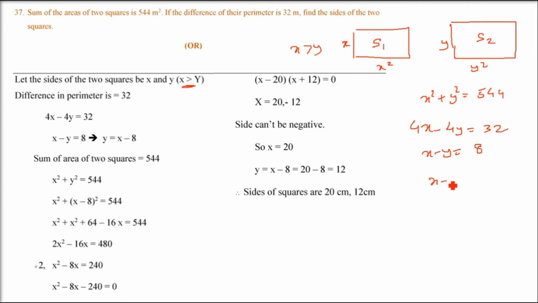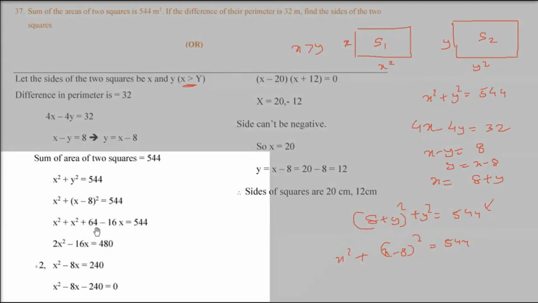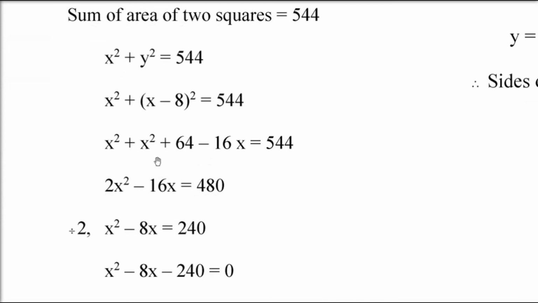Now you can put it here. Either you put x equals 8 plus y, or you can put y equals x minus 8, whichever way you want to solve. If you put x as 8 plus y, then (8 plus y) whole square plus y square will be 544, and you need to solve for y. Or you can put y equals x minus 8 here, so you get x square plus (x minus 8) whole square equals 544. Now you can solve for x.